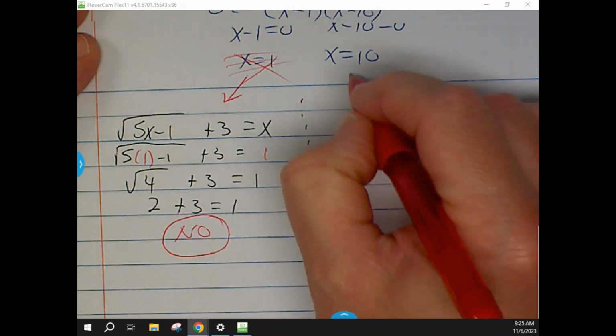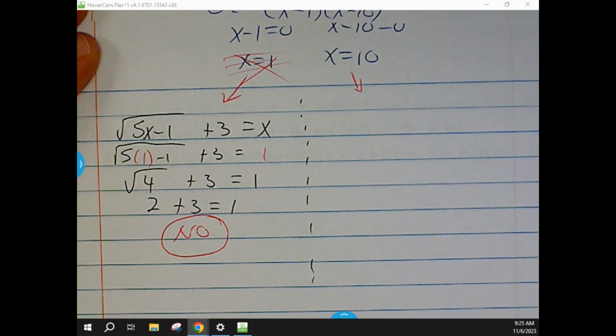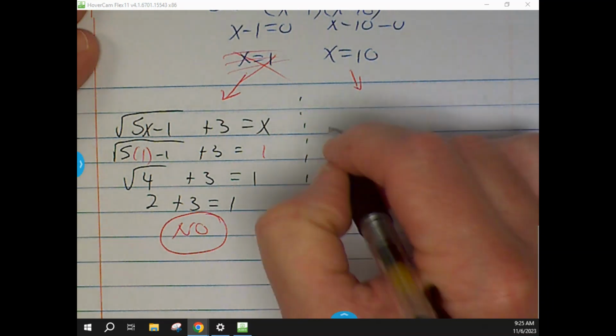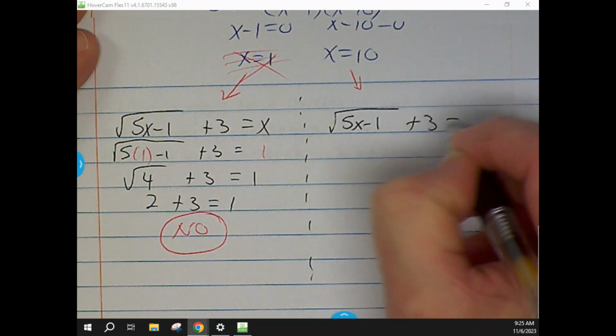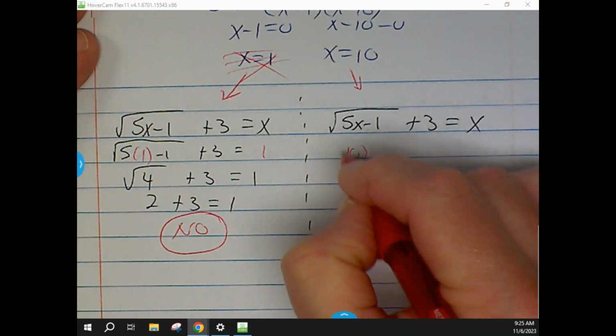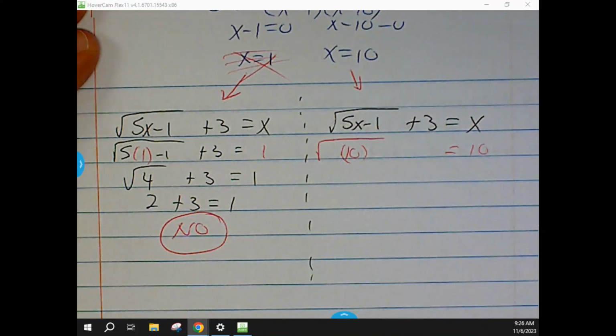Okay, now, don't assume anything, because just because 1 didn't work, you shouldn't go, oh, 10 has to work. Well, maybe not, because sometimes it may be that neither answer is going to work. You have to check and see what's going to happen. So this one will do the same thing. We've still got to plug in the 10 and see if it works, because it may or may not work, depending on the problem.